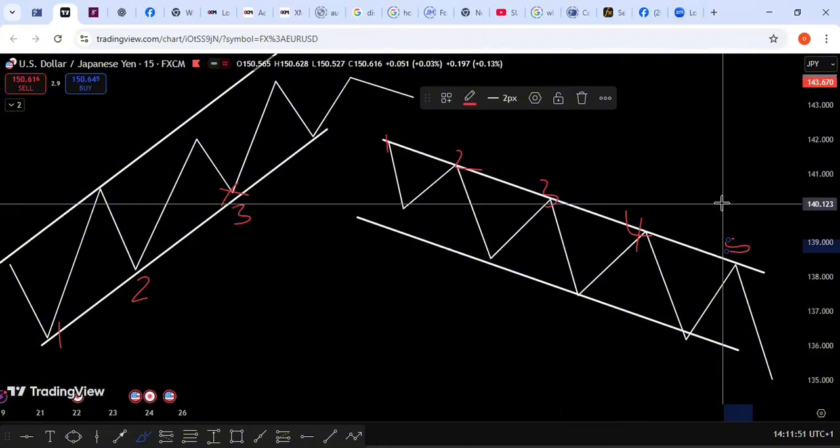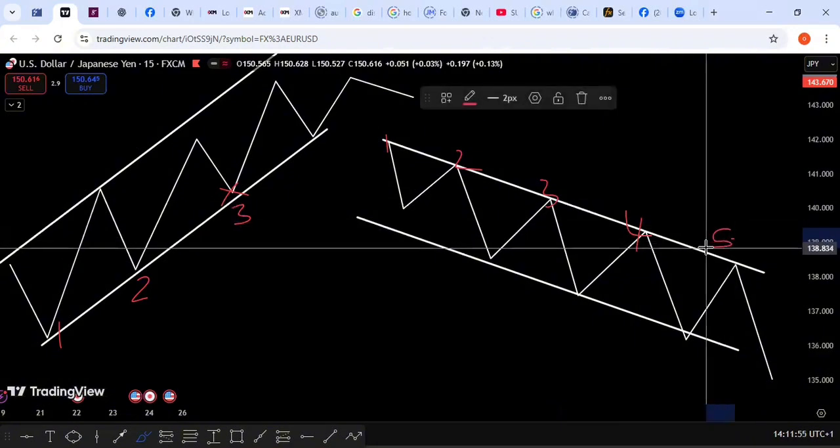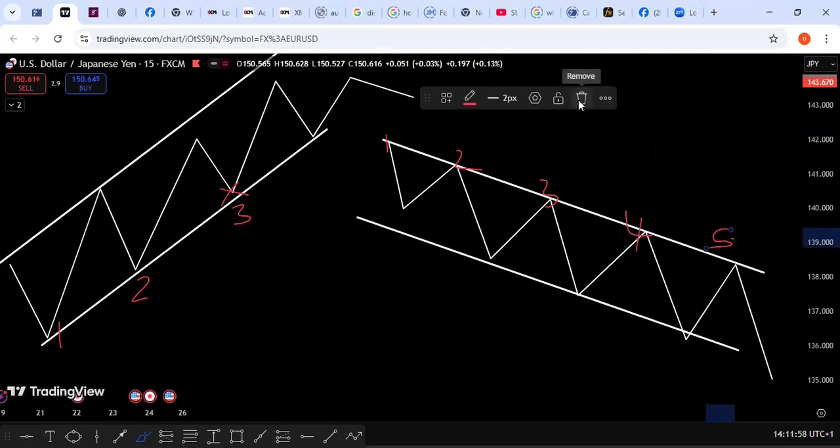Let me draw that again. As long as the trend is still valid, you can keep selling and selling. Do you understand? Now you need an entry model to take this kind of trades. You need an entry model to take this kind of trades.